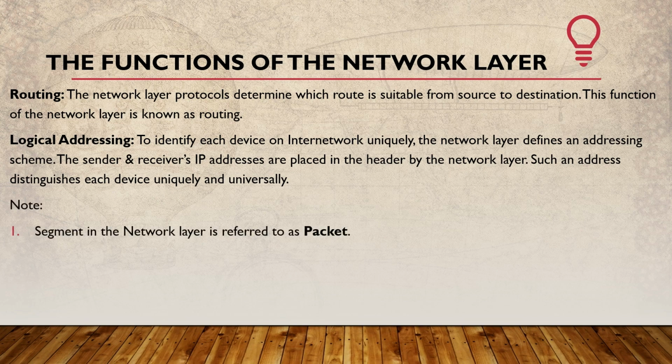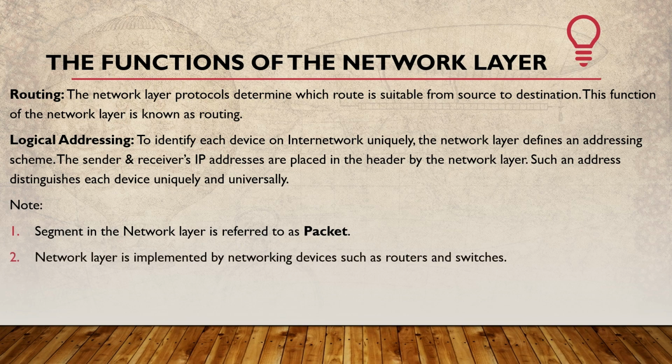The data segment which travels over the network layer is referred to as a packet. If traffic is going via physical media, we call it bits. The traffic transmitted in the physical layer is bits. In the data link layer, it is a frame. The traffic flowing via the data link layer is a frame. The traffic flowing via the network layer is a packet. We will call it a packet.